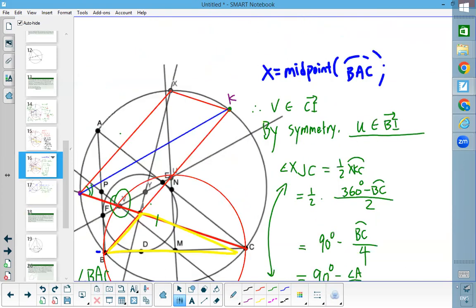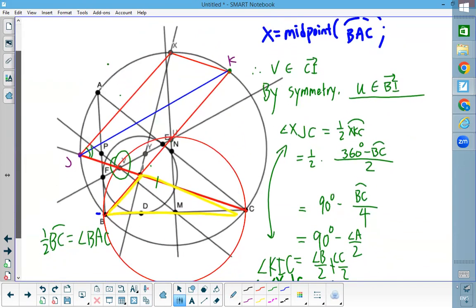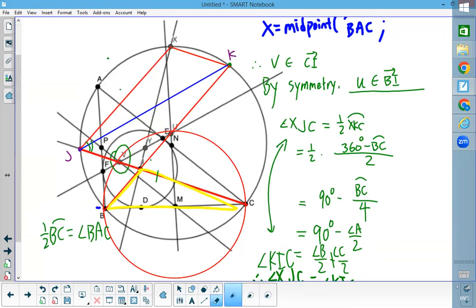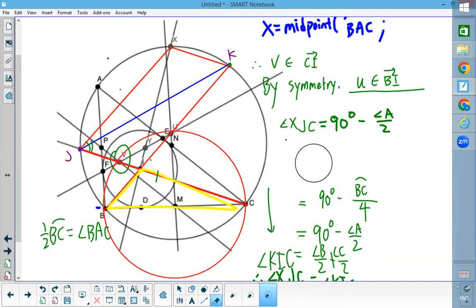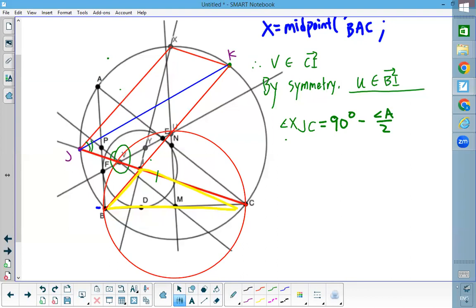The idea here is that we still need to use the angle XJC. The angle XJC is equal to 90 degrees minus angle A over 2. Let's try to work out what angle JXK is equal to.